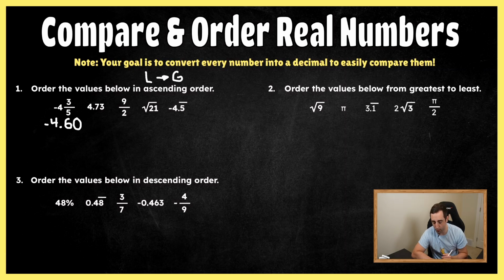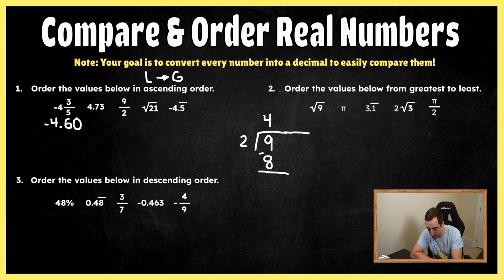Now let's tackle number 3, and we have 9 halves. So it's going to be almost identical to what we just did. We're going to put 9 on the inside and 2 on the outside. Let's extend this out a little bit. How many times does 2 fit into the number 9? Well, 2 fits into 9 4 times. 2 times 4 is 8, so let's subtract that from 9. 9 minus 8 is 1. How many times does 2 fit into 1?